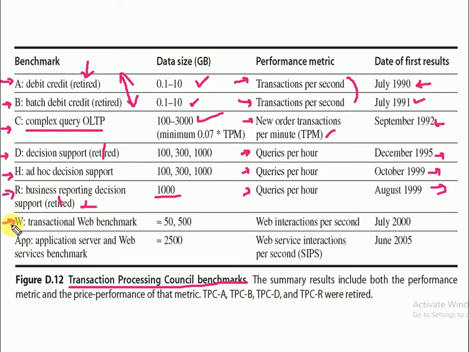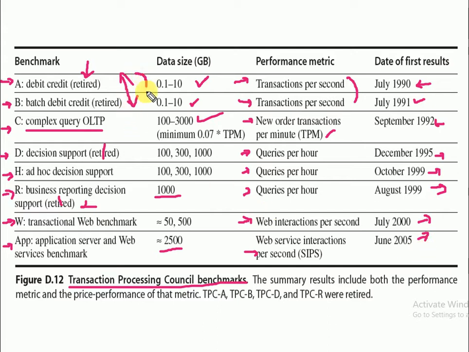The next benchmark is W, the transactional web benchmark. It requires approximately 500 GB, the number of web interactions per second was the performance metric, and the first results were obtained in July 2000. Then we have another benchmark, the application server and web services benchmark. The data requirement is around 2500 GB, the performance metric is web service interactions per second, and the first results were obtained in June 2005.